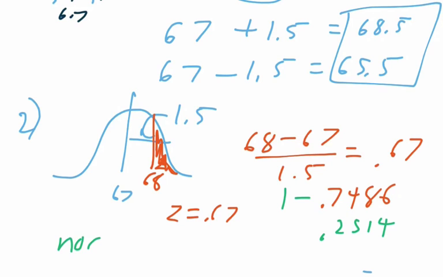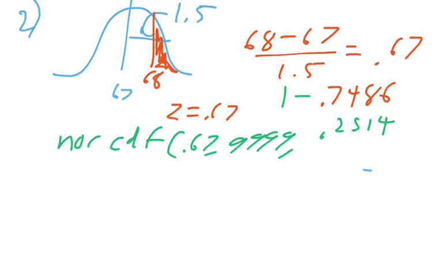Calculator, normal CDF, and my low number is 67. My high number is a really big number with a mean of 0 and a standard deviation of 1. And you'll get 0.2514 as well.